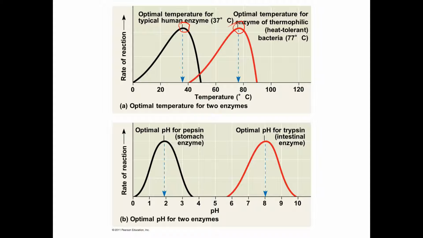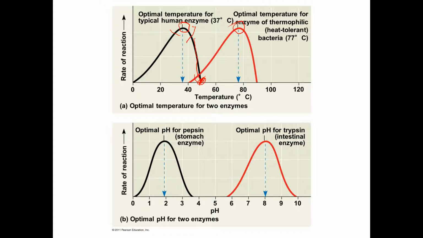So looking at the human enzyme, notice that as you go past 37 degrees Celsius, there's a bit of a limit here, somewhere around the 40 to 43 mark. The rate of enzyme activity drops tremendously. And then it's basically no longer active at like 50.